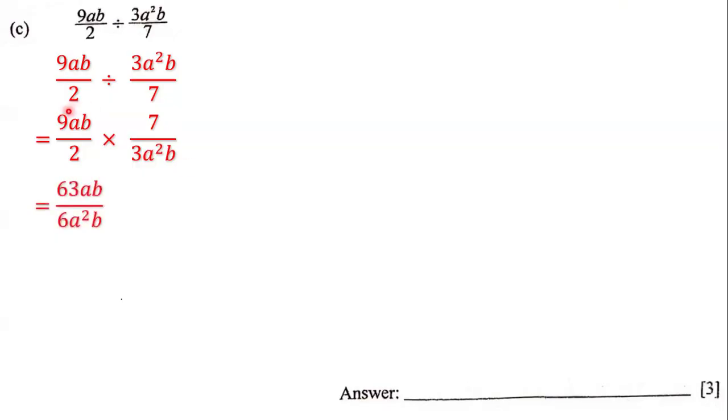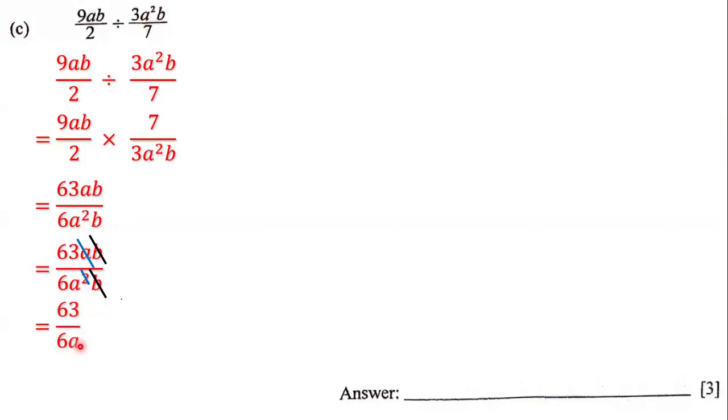Next, we multiply. 9 times 7 is 63, and we have ab here, so we put ab there. Then we have 2 times 3, which is 6, and we have a squared b, because we have a squared b here. Next, we cancel this b with that b. And we cancel the a at the top with one of the a's at the bottom. There are two a's at the bottom, but we only cancel one of them. And so we are left with 63 all over 6a.